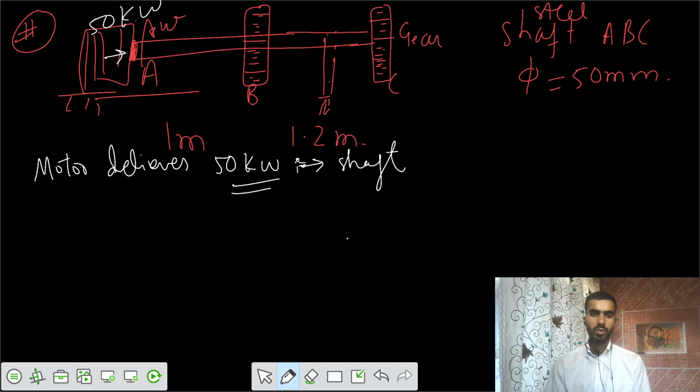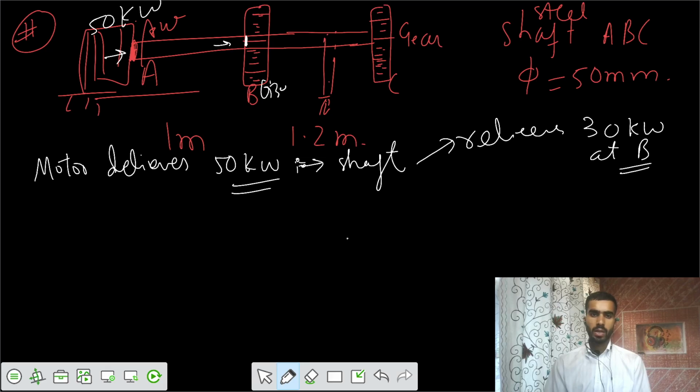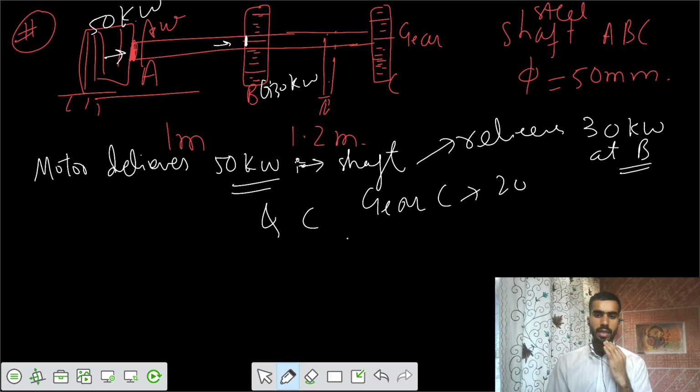And once it reaches point B, it relieves how much amount? It relieves 30 kilowatts at B. So your gear B takes 30 kilowatts out of those 50. After that, at point C, gear C takes the rest of those 20 kilowatts.